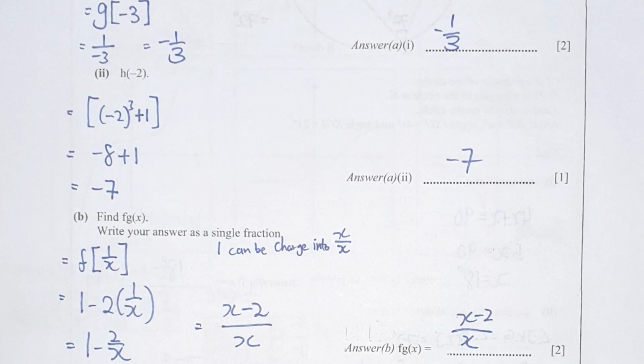As for section B, g(x) is actually 1/x. Substitute this 1/x into function f(x). You will get 1 minus 2 bracket 1/x. Your answer will actually be 1 minus 2/x. I then make their denominators the same, hence you will get the result of (x minus 2)/x.